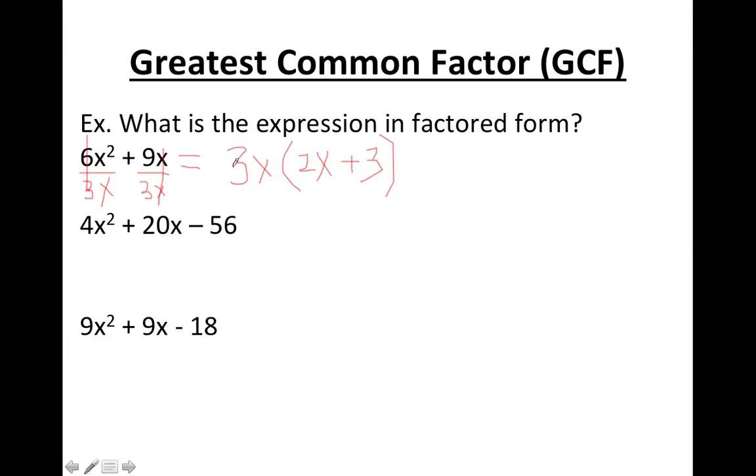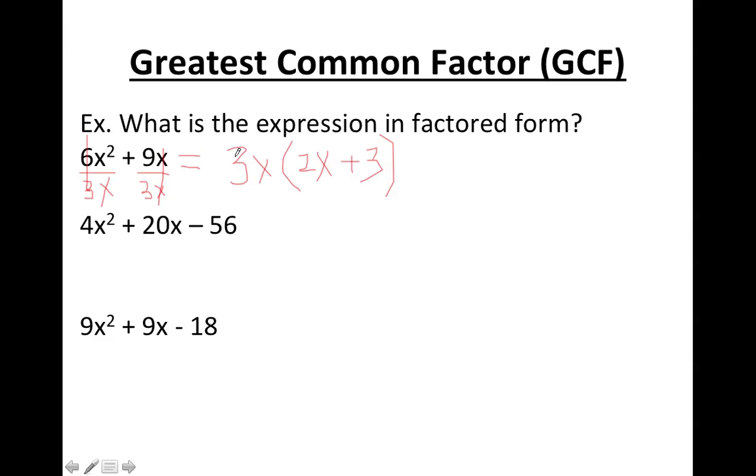Start with your greatest common factor. 3 times what gives me 6, which is 2. And I have 1x, I need 2 x's, so I need another x for your first term. And then move on to your second term. 3 times what gives me 9, which is 3, which is what we have here. And I have an x, I only need 1x, so I'm done.